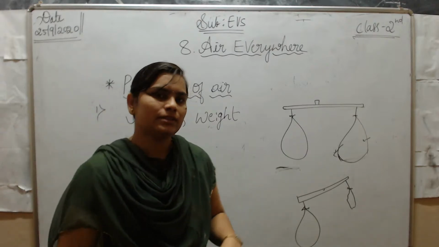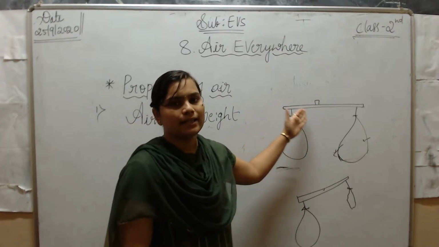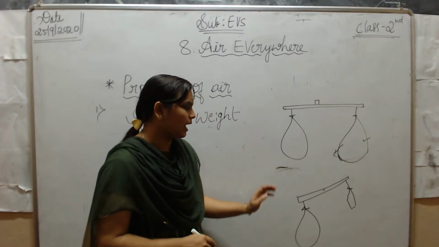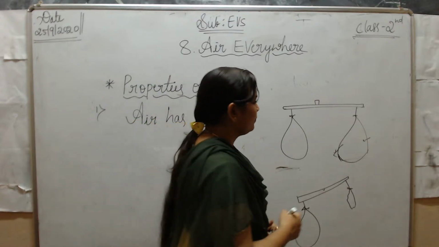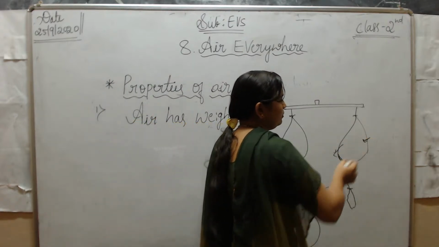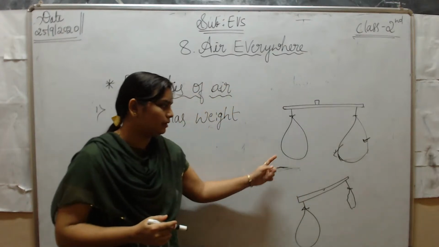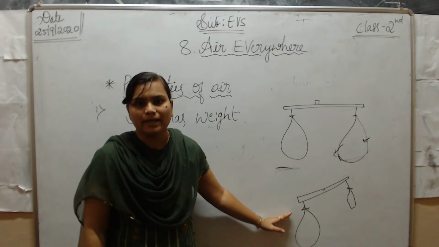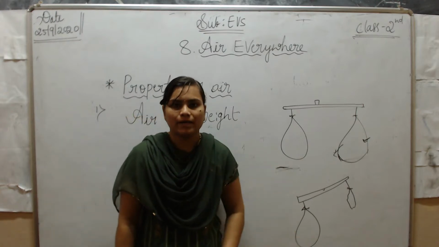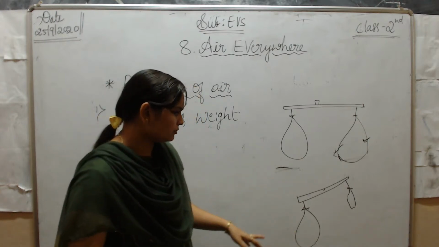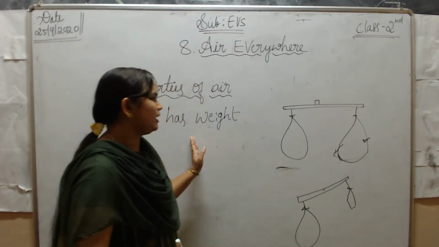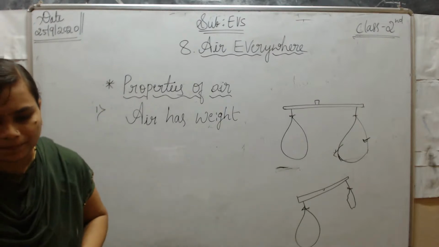Take two balloons and fill them with air. Tie them on a hanger and remove air from one balloon, and the other balloon will drop down because it has weight. Which one is heavier? This one goes down. This shows that air has weight.